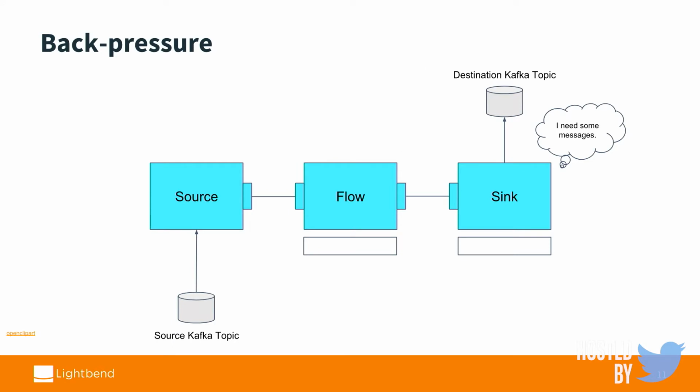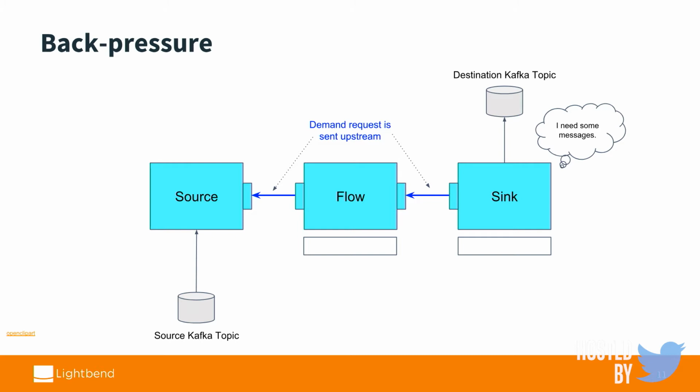No messages are passing through until those downstream components start requesting messages. So in this case, the sink requires messages. It doesn't have any in its mailbox. It's ready to receive them. So it sends this demand request upstream using that channel I showed on an earlier slide. And it sends it to its immediate upstream graph stage, so the flow.